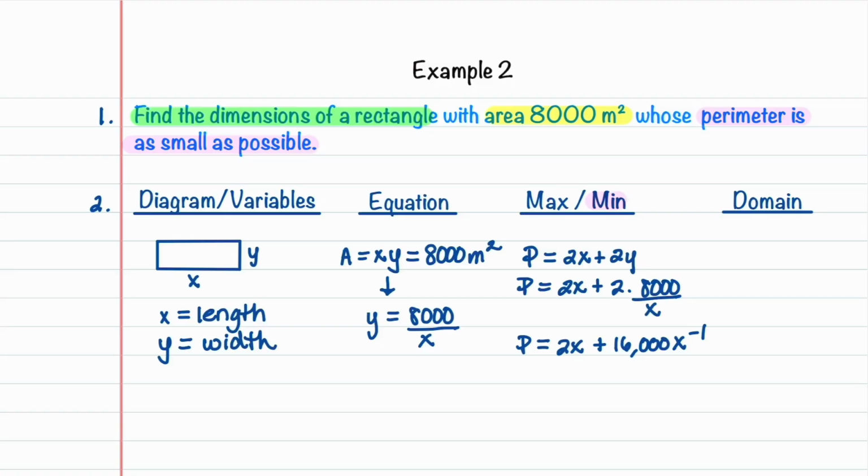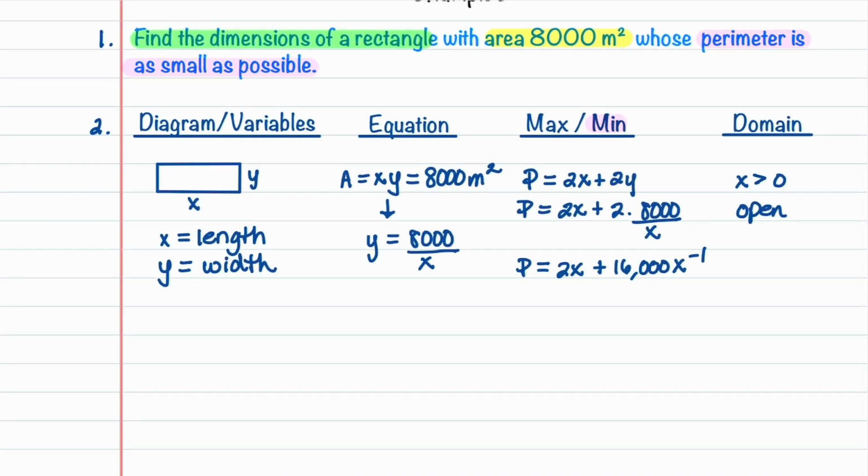Now let's think about our domain. We are given no constraints on our length x, but we know that a length can't be negative, and it also can't be 0 if we have an area of 8,000. So let's write down that x has to be greater than 0, and our domain is open. We'll need that in a few minutes. In our third step, we're going to take the derivative of the quantity that we are going to minimize.